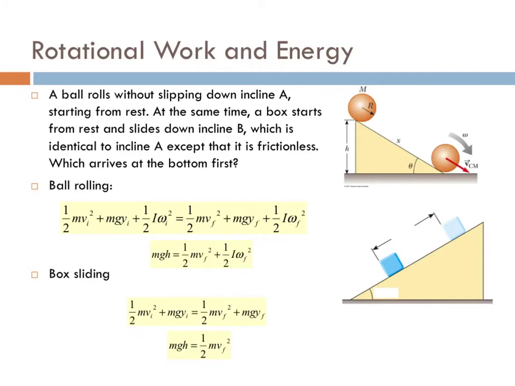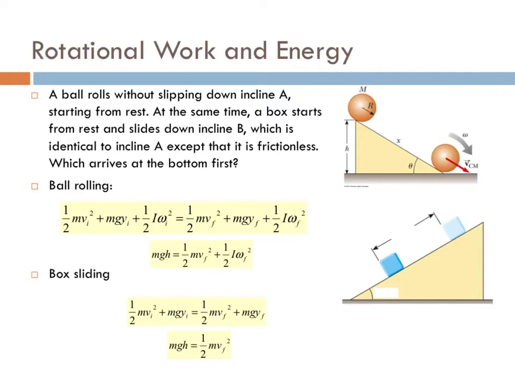This example is also a very common example. It says a ball rolls without slipping down incline A, starting from rest. At the same time, a box starts from rest and slides down incline B, which is identical to incline A, except that it is frictionless. Which arrives at the bottom first?